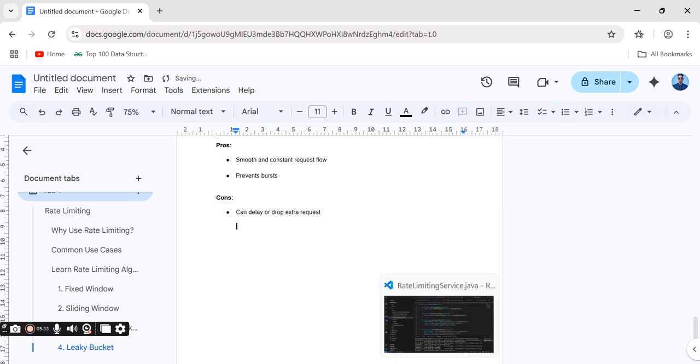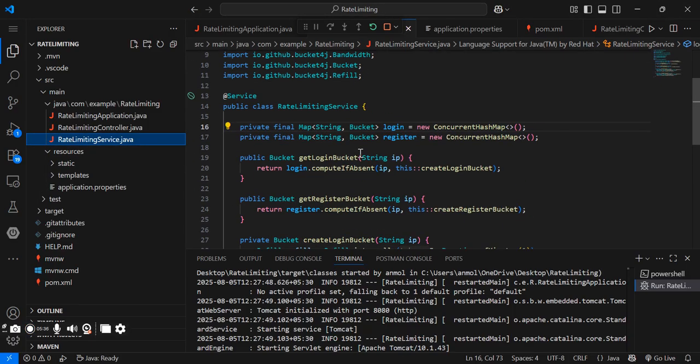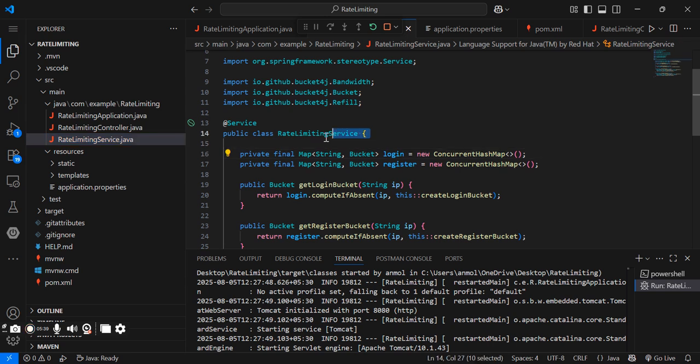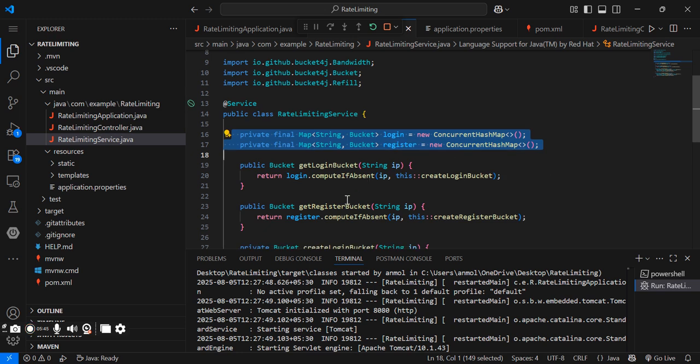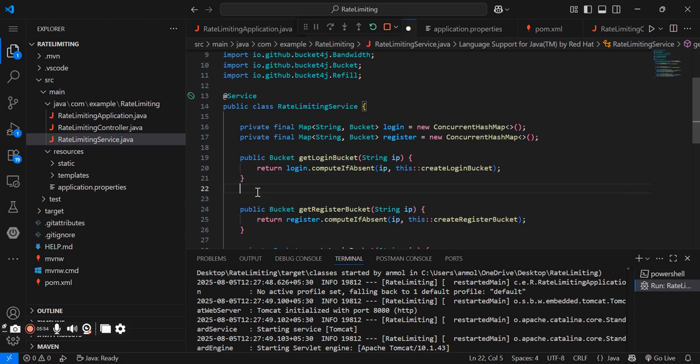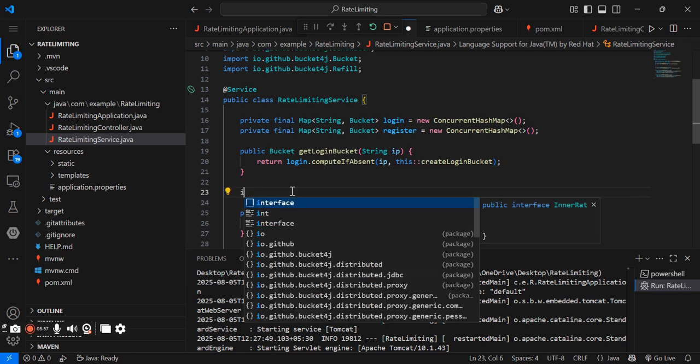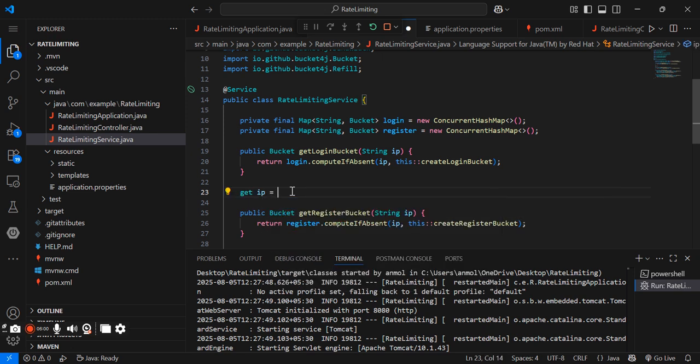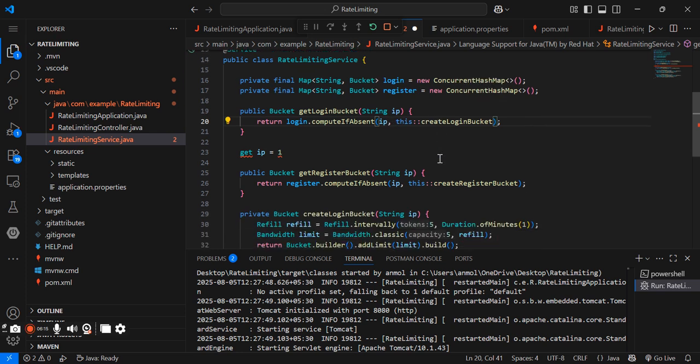Let's see its code, then we discuss further. The code will make it easy to understand. There was the rate limiting service, our service class. We make two maps, one for login and one for register counter. Then we check the IP address, how many requests it made. Our map checks whether this IP is in the map. If it is there, then check how many requests it made. If not, then create the login bucket.